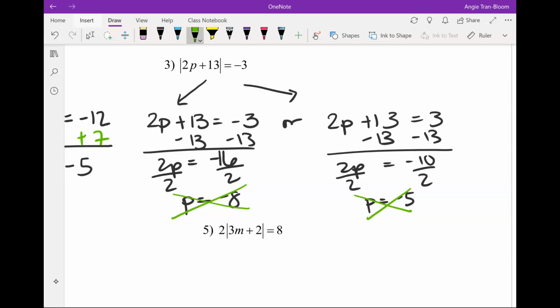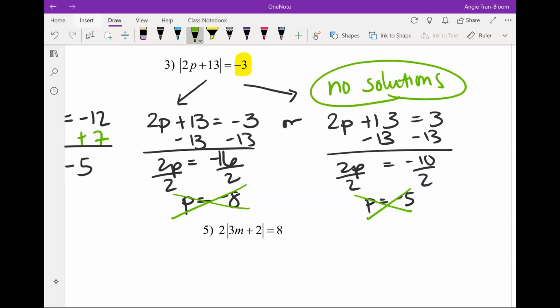Now, how come? Let's go back to the definition. Class, what's the definition of an absolute value? A distance from zero. And earlier, we said the distance from zero must always be what? Positive. What do they give you right there? Negative. They give you a negative distance. Is that ever possible? No, that's not possible. So from here on out, if the absolute value is already all by itself and it equals a negative number, what can you do right away? Write no solutions. You may just write no solutions.